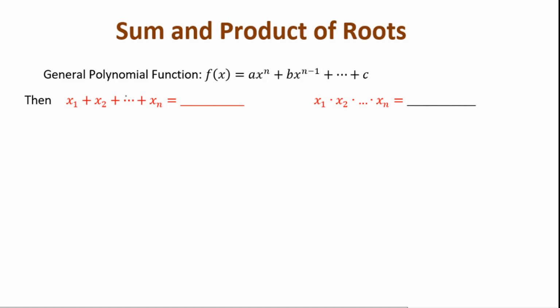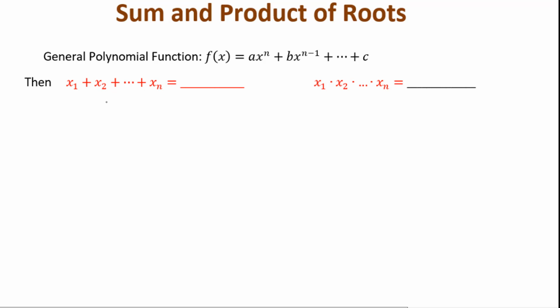This video is about sum and product of roots. For polynomial function f of x equals this, we want to figure out the sum of roots and the product of roots. For this general polynomial function, let's take a out. You will get x to the nth power plus b over a x to the n minus first power plus c over a.